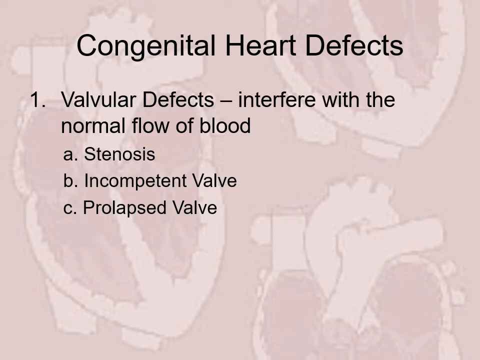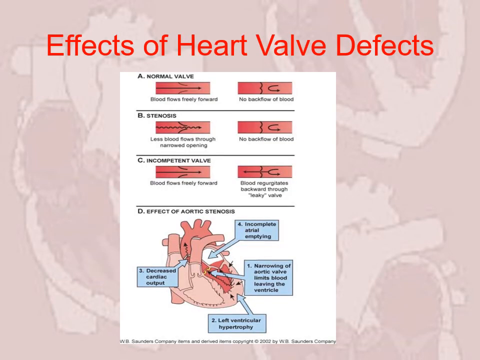Congenital heart defects, these are developmental defects that arise during the first 8 weeks, generally, of embryonic life. Valvular defects interfere with the normal flow of blood. So there's 3 different types. There's stenosis, incompetent valves, and a prolapse valve. This is looking at the effects of heart valve defects.